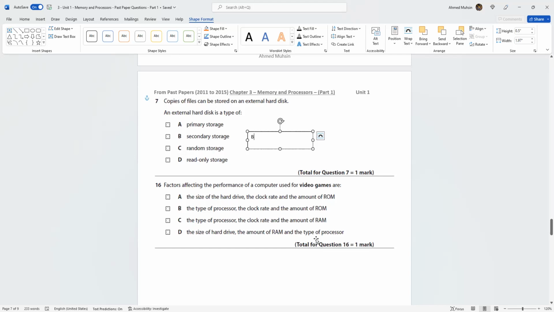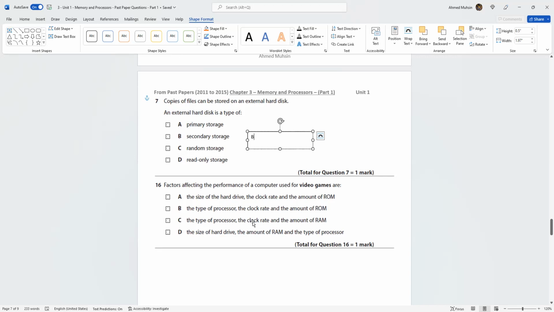Now, the difference between answer C and answer D is the clock rate and the size of the hard drive. Here it mentions clock rate, here it mentions the size of hard drive. So now if you look at the two, the clock rate is how many instructions are executed every second.